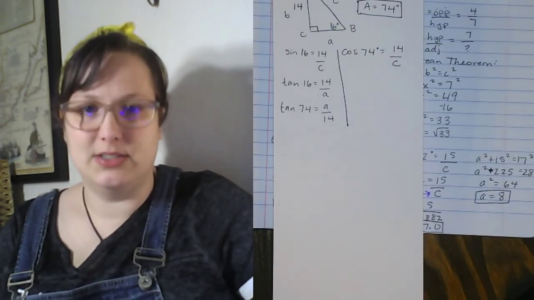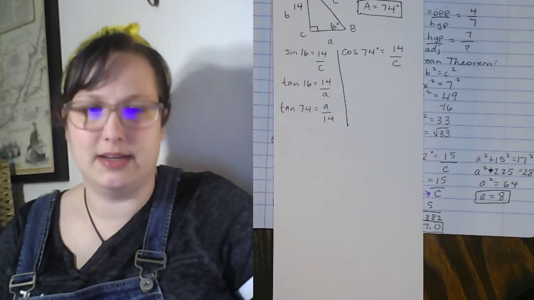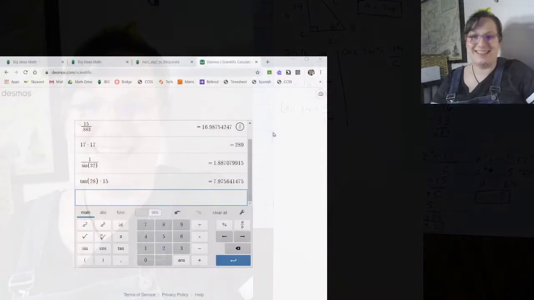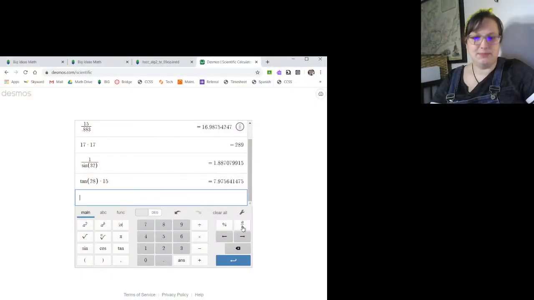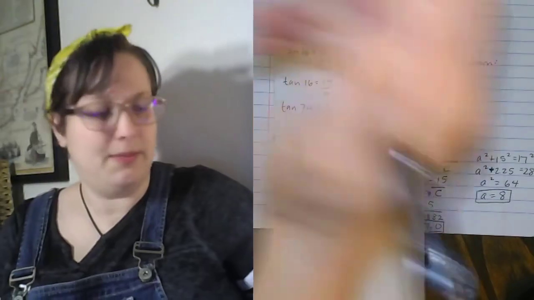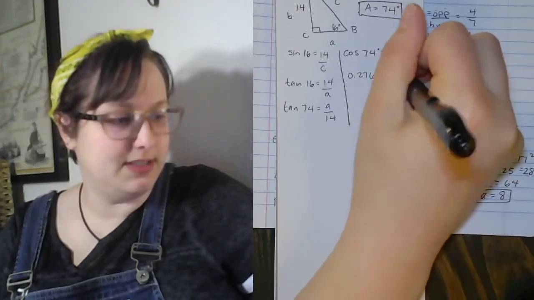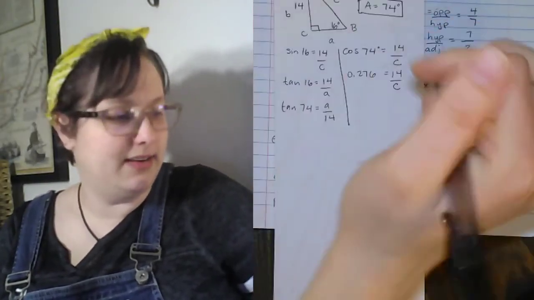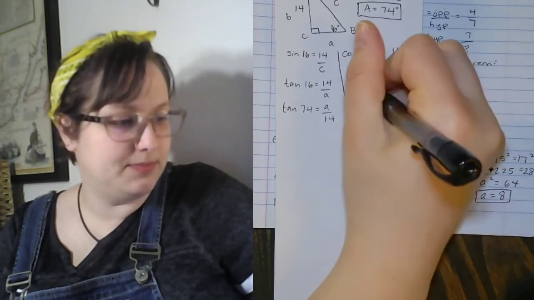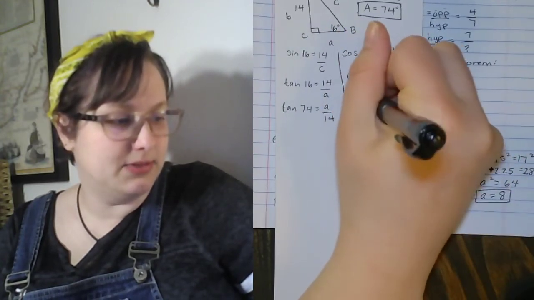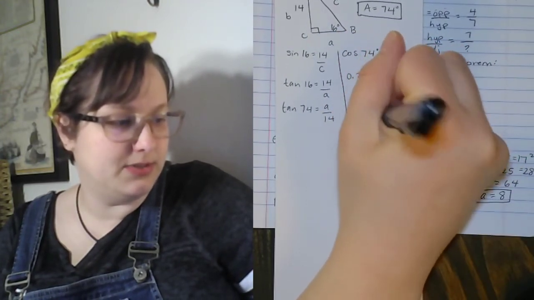All right, I got to go back to my calculator. So I'm going to do cosine of 74 degrees, has to be in degrees, is 0.276. Great. So I have that number now, and that equals 14 over c. And then once again, I can swap these two. So I get c equals 14 over 0.276.